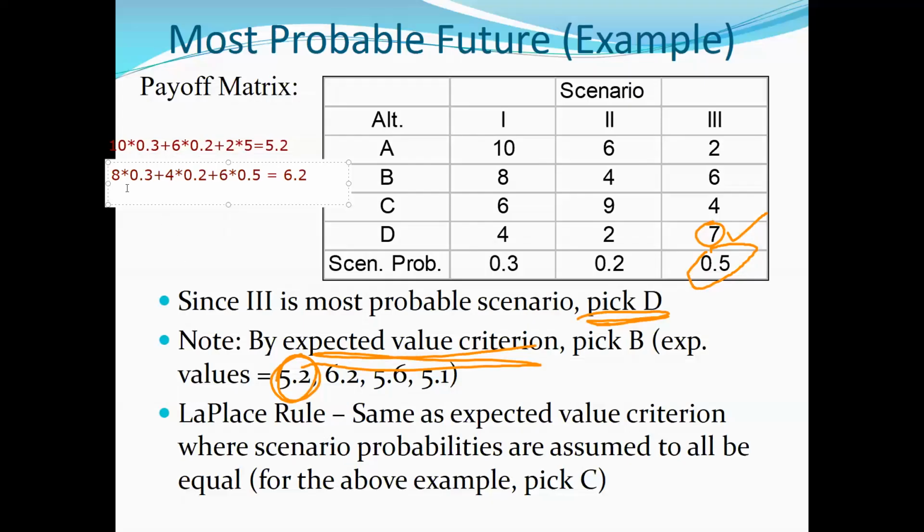So this is how we'll do it. 8 times 0.3, 4 times 0.2, 6 times 0.5. Those are your numbers here. And then you get 6.2. So your expected value of payoff for alternative B would be 6.2. You can do the same calculation for C and D. The answers will be 5.6 and 5.1. Which one would you pick? That's easy. Pick B because that has the highest expected value of the payoff.